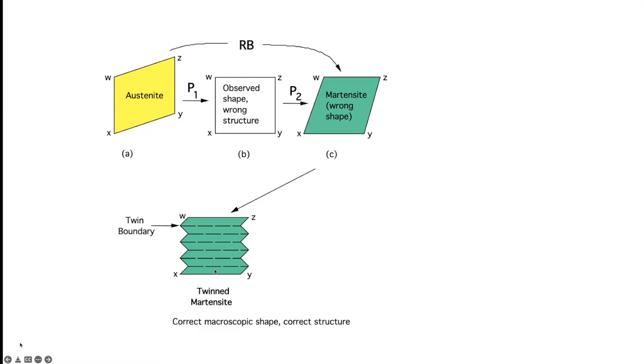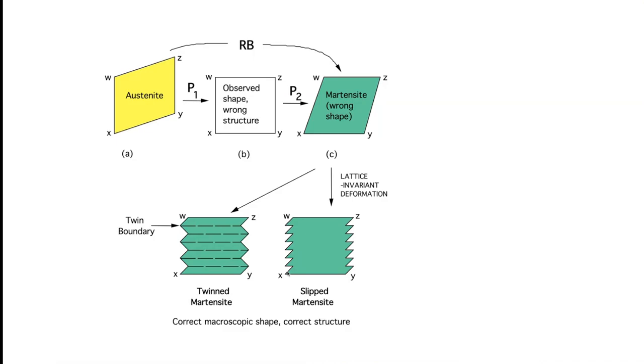Okay, and now the second way of changing this shape into the correct shape without changing the crystal structure is, of course, if we periodically slip it. And again, that produces the right crystal structure and the right macroscopic shape. And you're left with very, very small slip steps on the surface. So absolutely everything is solved. We now have the right shape deformation, the right crystal structure, and an explanation of why the habit plane is peculiar.